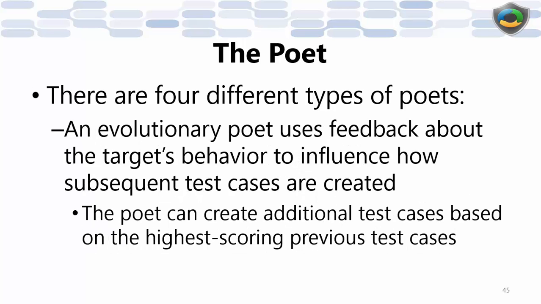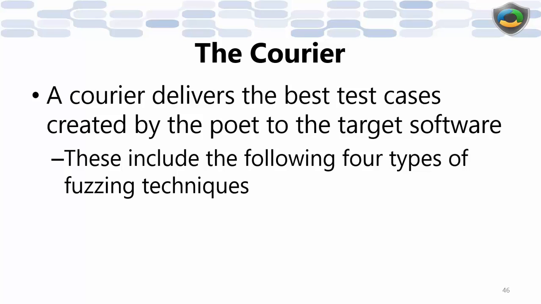Finally, you've got an evolutionary poet. And when you think about evolutionary, think about the fact that it grows as it runs. So the idea with this is that it uses feedback from previous tests to evaluate the behavior of the target. And then it can adjust its tests accordingly to make them more and more reminiscent and make them closer and closer to actual valid type of inputs. All right, so that was the poet.